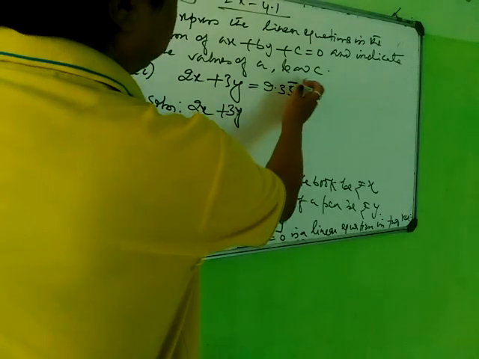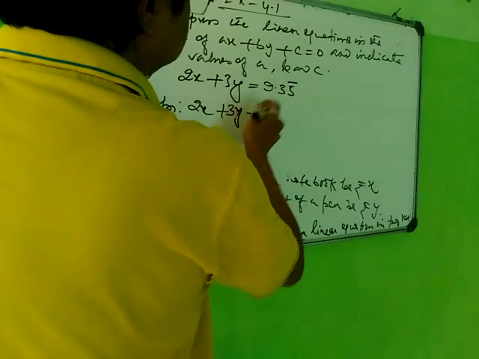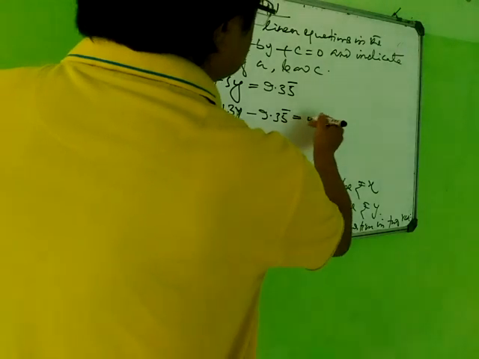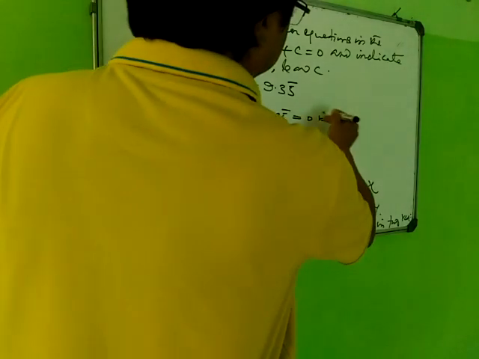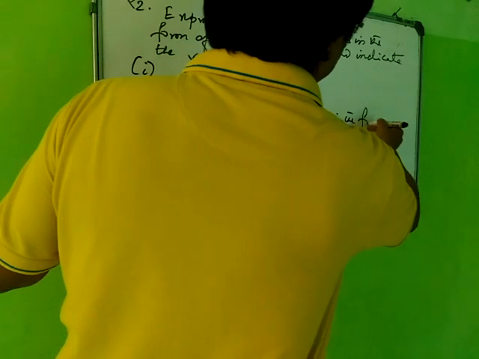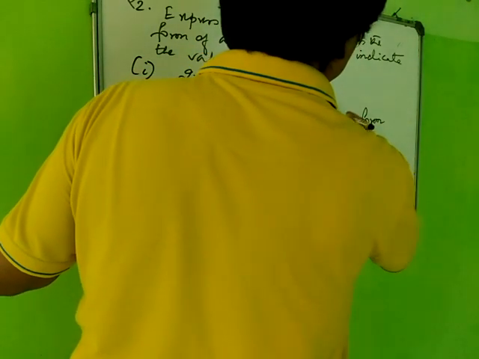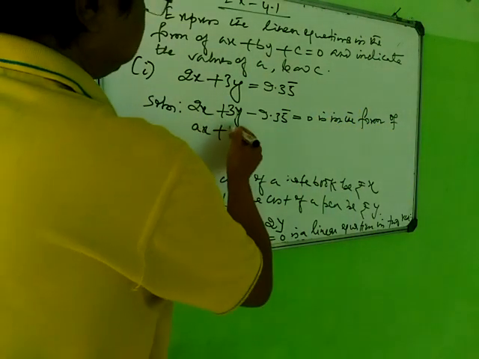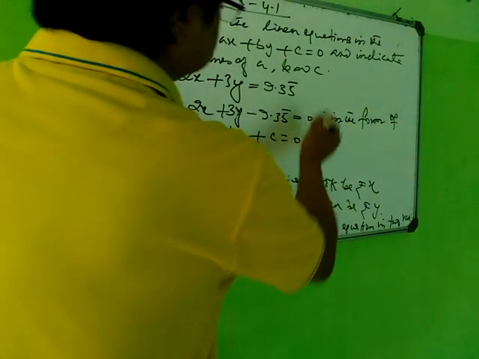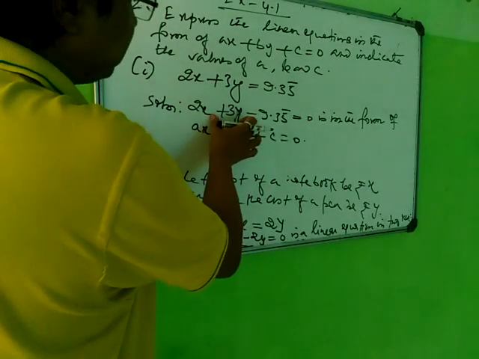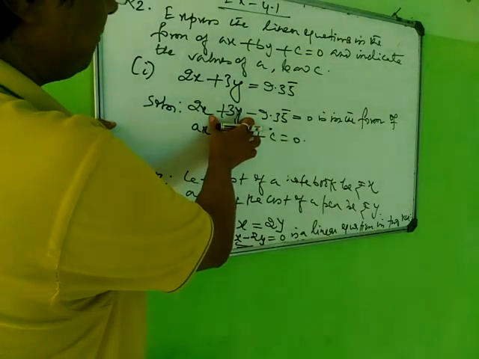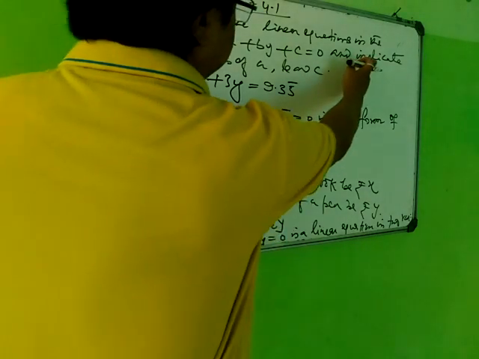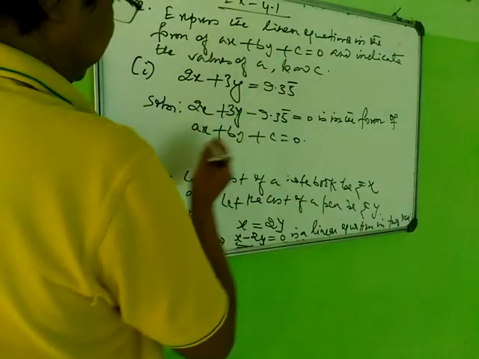Bring 9.35 bar to the left side. So it will be minus. There is plus minus. So 35 bar equals to 0. So it is in the form of ax plus by plus c equals to 0. So you have written this given equation in the standard form, that is ax plus by plus c equals to 0, and then indicate the values of a, b, c.